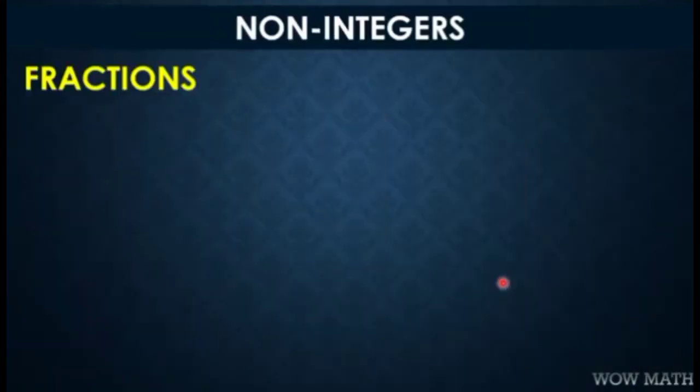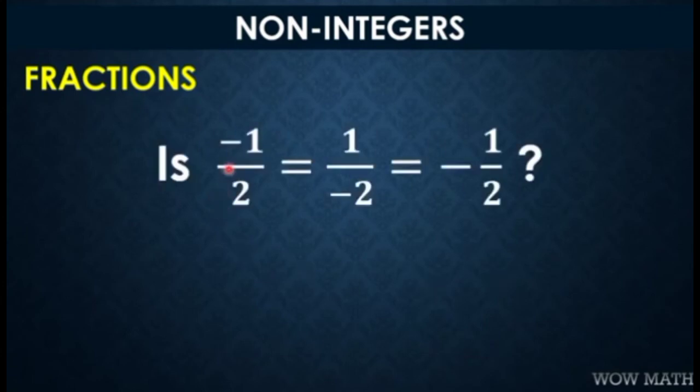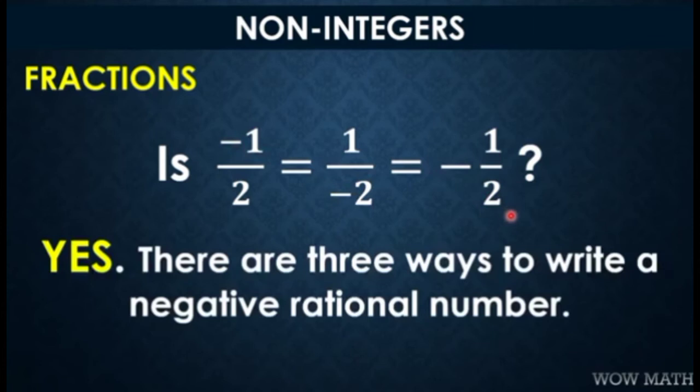So, under non-integers, is negative 1 over 2 equal to 1 over negative 2 and negative 1/2? Okay, so try to analyze. Ito bang tatlong ito na iba-iba ang pinaglagyan ng ating negative signs, are they equal? Yes, they are all equal because there are 3 ways to write a negative rational number.